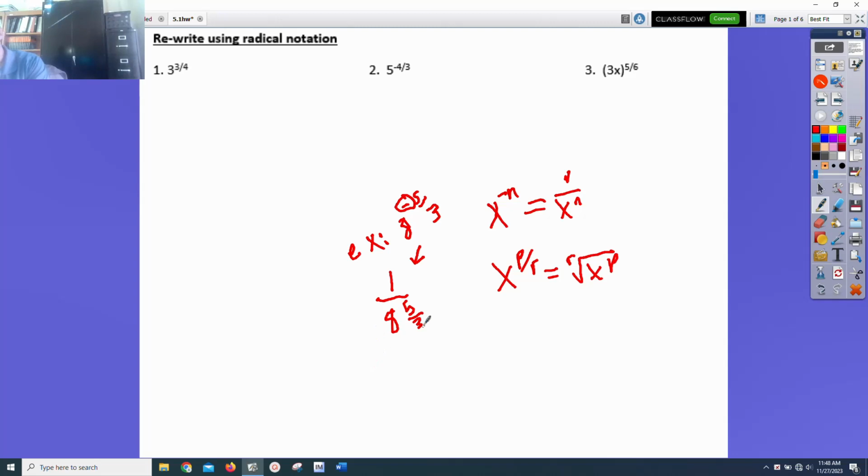I'm going to do the rewrite rule now using power over root. The power here is a 5. This is my power. This is my root. So this is 1 over the third root of 8. And that 8, believe it or not, that's an 8, is raised to the 5th.